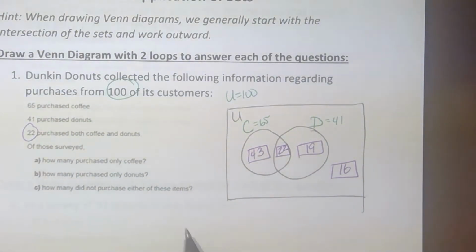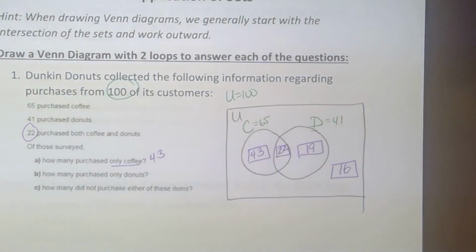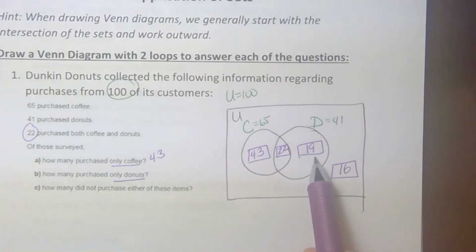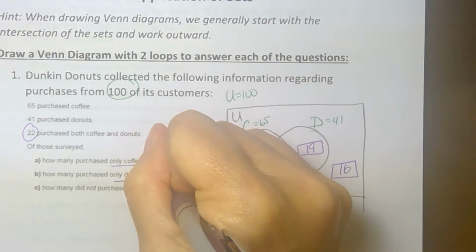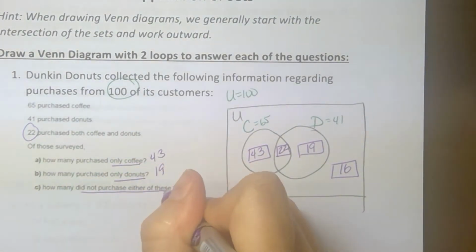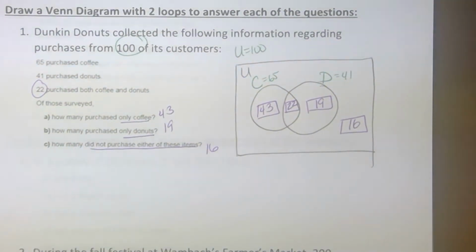How many people purchased only coffee? Well, only coffee is this region with 43 people. How many purchased only donuts? That's this region, 3, with 19 people represented. And how many people didn't purchase either of those 2 things? Well, that's the 16 out here in my universal set. Let's do the next one together as well.